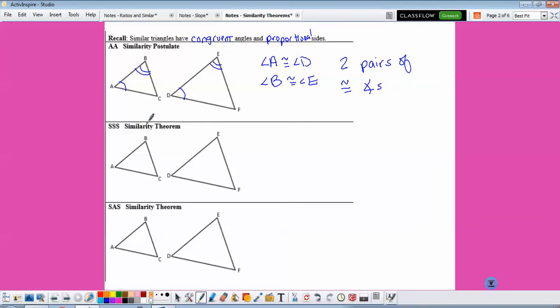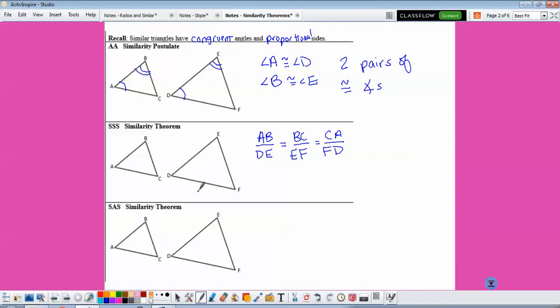In the side-side-side similarity theorem, all the ratios of the sides have to be equal. So AB over DE would have to equal BC over EF, and CA over FD would have to be equal as well.